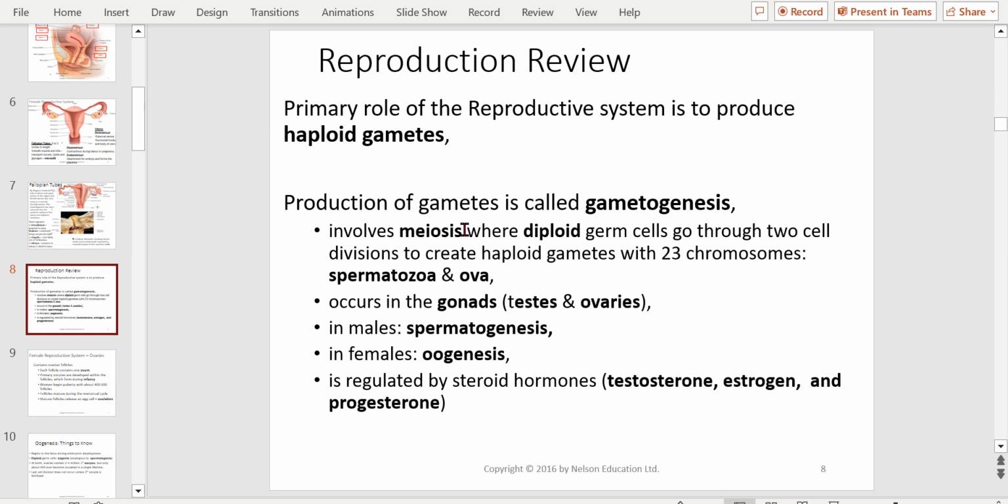So here we're talking meiosis, where diploid germ cells go through 2 cell divisions to create haploid gametes. And you get the whole crossing over. You remember that from Bio 121. Ultimately, 23 chromosomes, spermatozoa and ova. It occurs in the gonads, the testes and the ovaries. In males, it's called spermatogenesis. In females, it's called oogenesis.